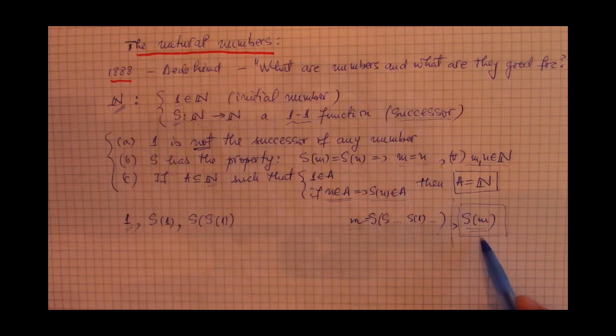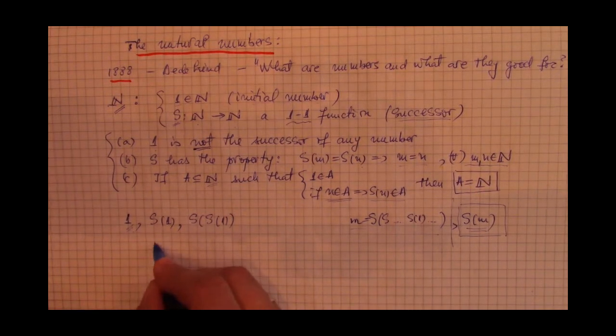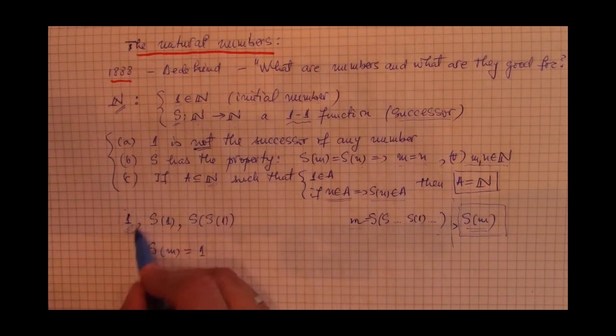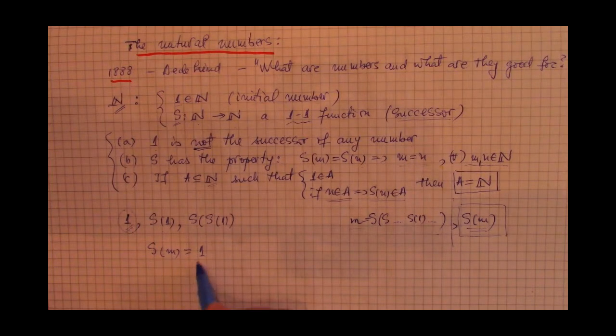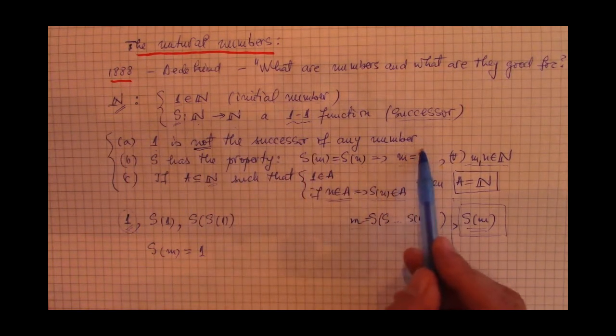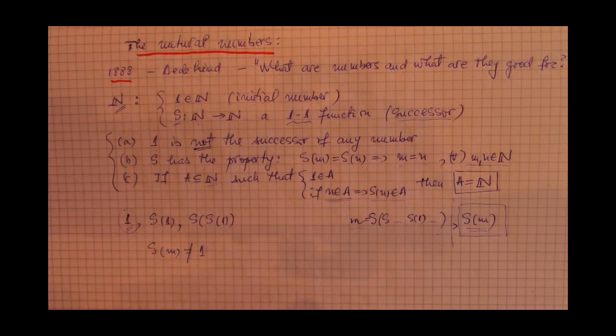Okay, so this is the first one that's not new to this set. So what does that mean? Can S of M be 1? Because 1 is our starting point. Well, S of M cannot be 1 because, again, property A says that 1 is not the successor of any number. So this is not happening.